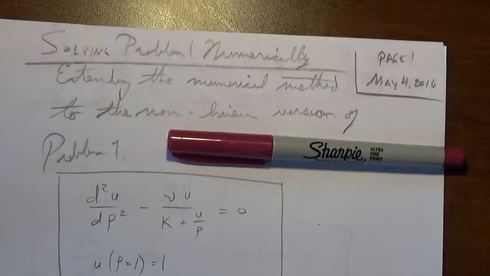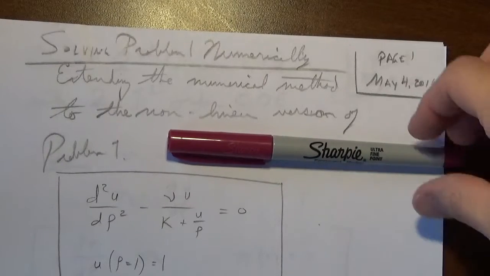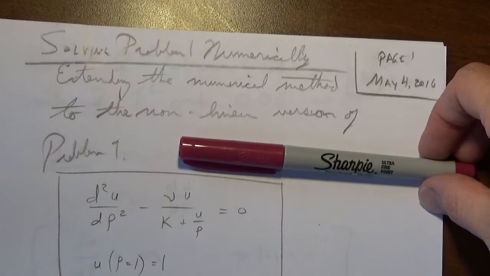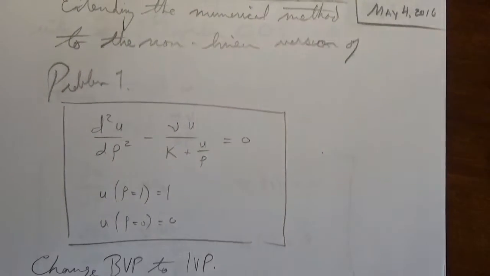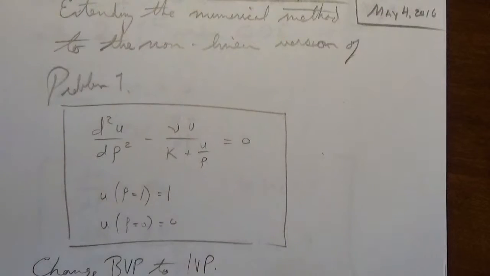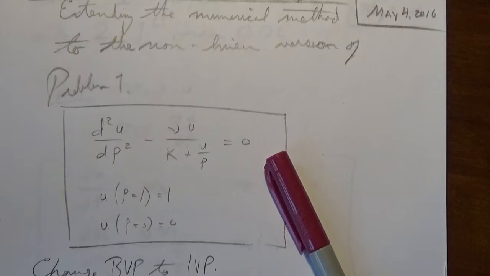Okay, so we're going to solve problem 1 numerically using the shooting method and Runge-Kutta fourth order. Problem 1 is already on YouTube, so you've seen that, and this is the differential equation that comes from it. It's a second order nonlinear non-homogeneous ordinary differential equation.